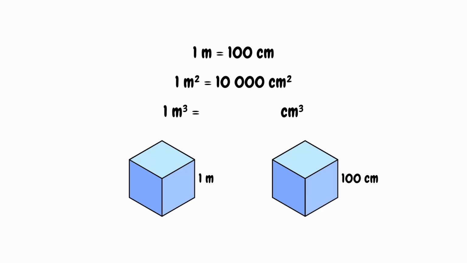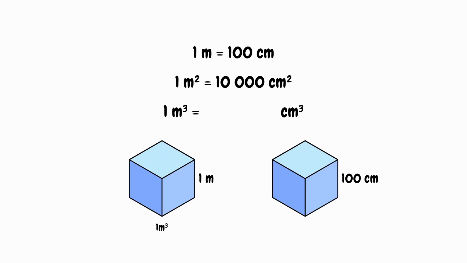So how do I find the volume of a cube? Well, I simply cube the side length. So for the first cube, I simply take that side length of 1 metre and I cube it. So if we do 1 cubed, we end up with 1. So for the volume, I would end up with 1 metre cubed.